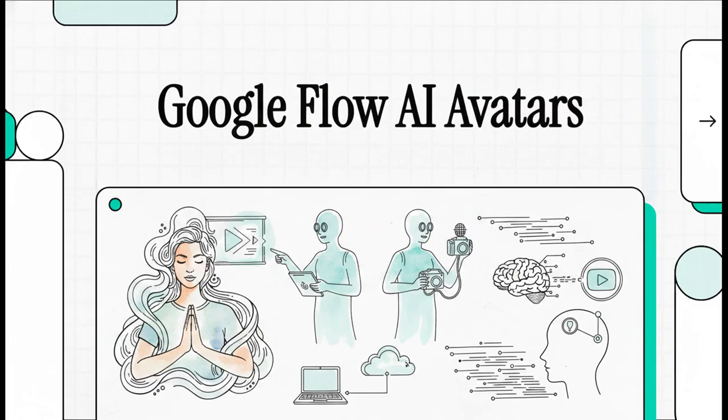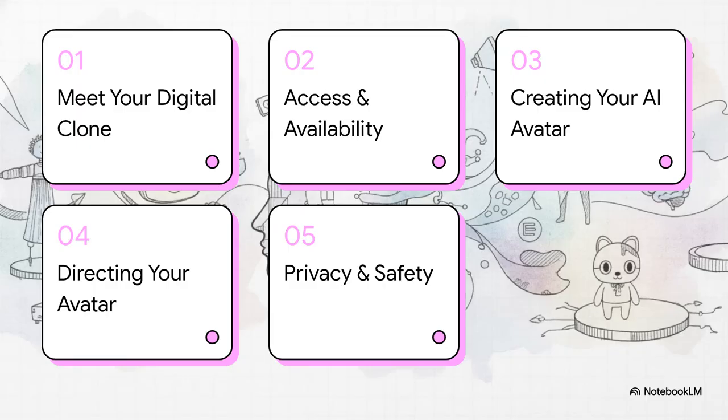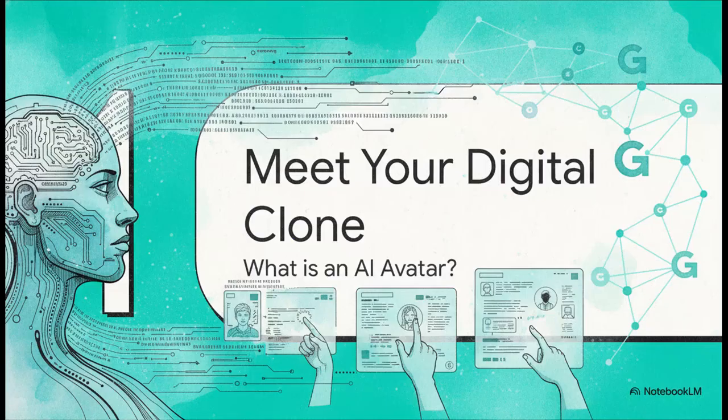Welcome to our deep dive into Google Flow AI avatars. Let's jump right into exactly how this works. Here is our roadmap for today. 1. Meet your digital clone. 2. Access and availability. 3. Creating your AI avatar. 4. Directing your avatar. And finally, 5. Privacy, safety, and deletion. All right, section 1, meet your digital clone.